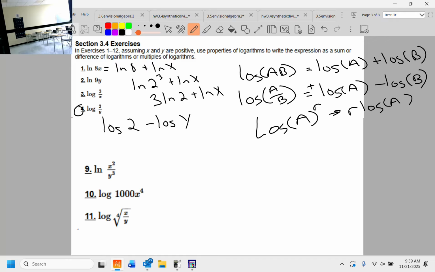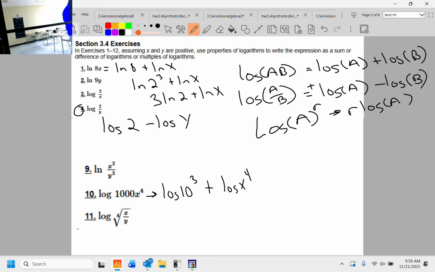10 is a very good problem to do. It really is. I see 1,000. That's 10 to the what, third? That's 10 to the third. That's right. I also see multiplication, so you break that apart through addition. So view this as log of 10 cubed plus log of x to the 4th.